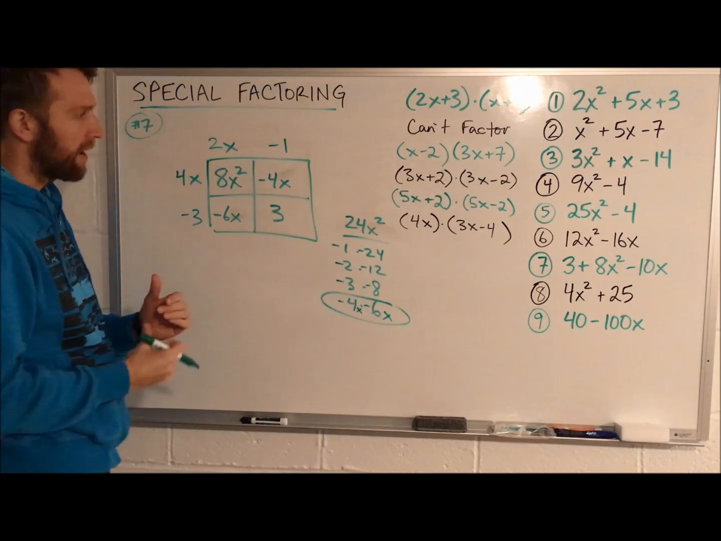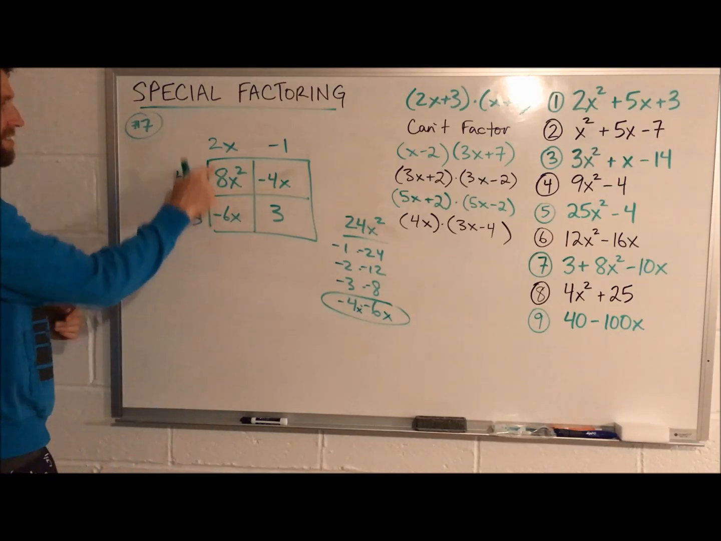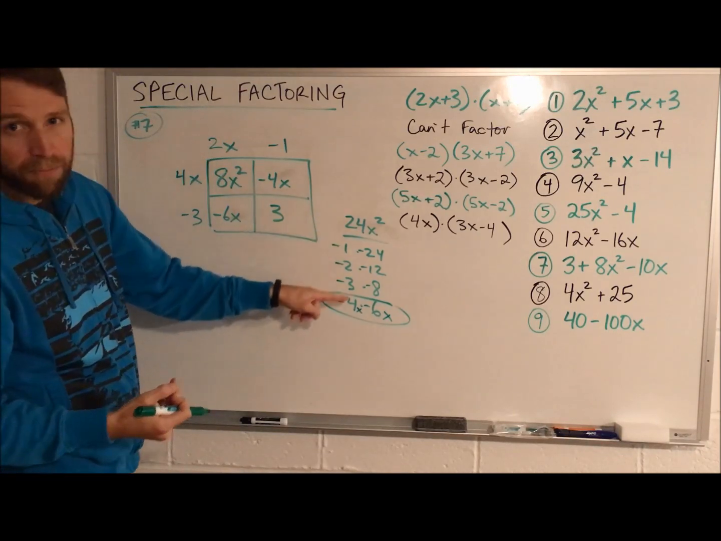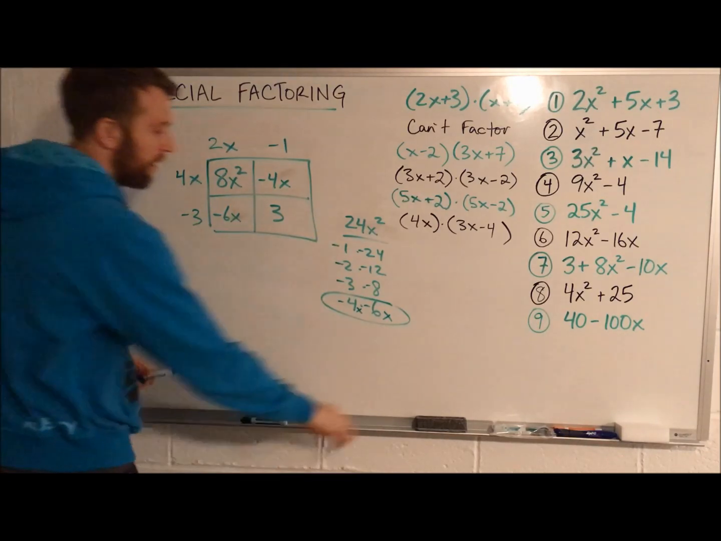So we're still able to factor this problem, right? Just because 8 didn't fit in a row or a column, you can break it up. That's what we've been doing. We've been breaking up these numbers when we've been factoring this whole time.